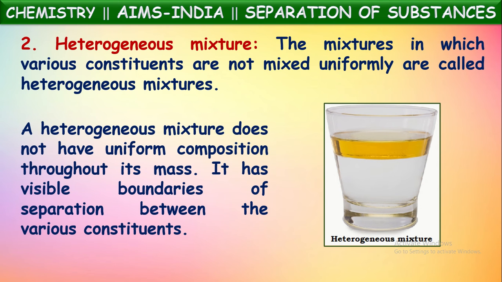Okay, so a heterogeneous mixture does not have uniform composition throughout its mass. Yes, there is no uniform composition. They won't be mixed properly. Such kinds of mixtures are called heterogeneous mixtures. So it has visible boundaries of separation between the various constituents. Yes, here the components can be seen visually. If we observe this same mixture of water and oil, we can see the water and oil separation clearly, isn't it? Yes, they are seen clearly. Such kinds of mixtures are called heterogeneous mixtures.